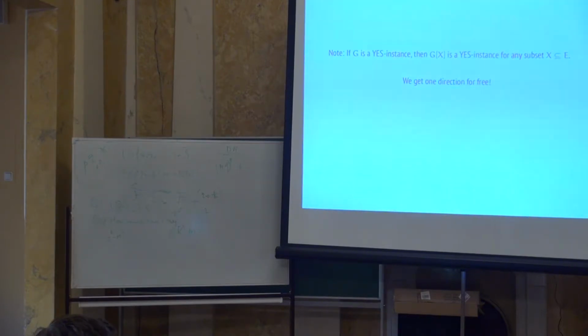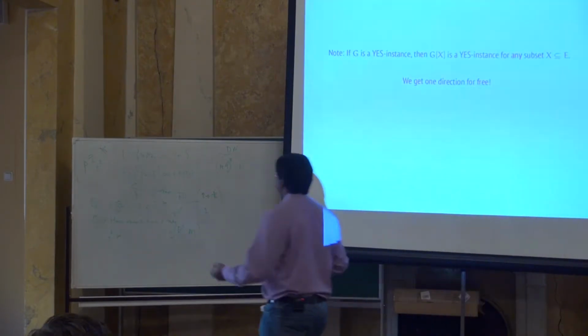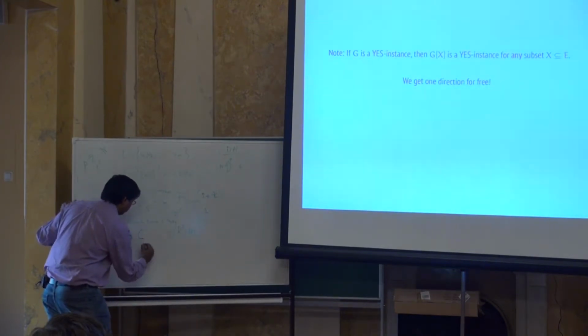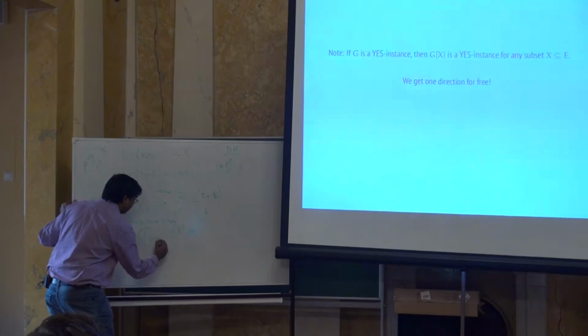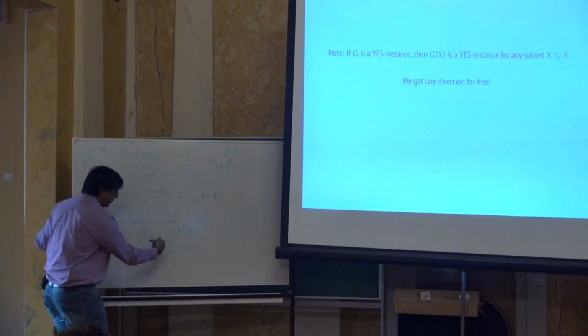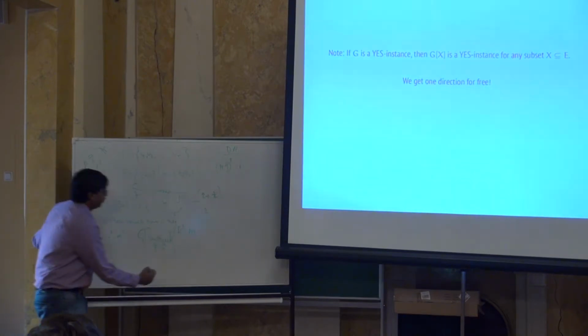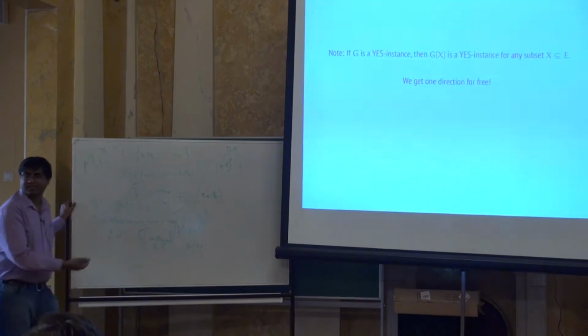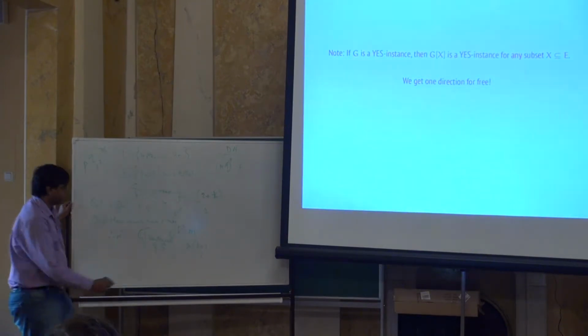If G is a yes instance, then G of x is a yes instance for any subset x of E, right? If I have a k-size vertex cover, what do I return to you? Look at your f hat. Look at the graph induced on the vertex set of f hat. What is the size of this? It is basically 2k plus 2 choose 2, which is roughly order k squared.